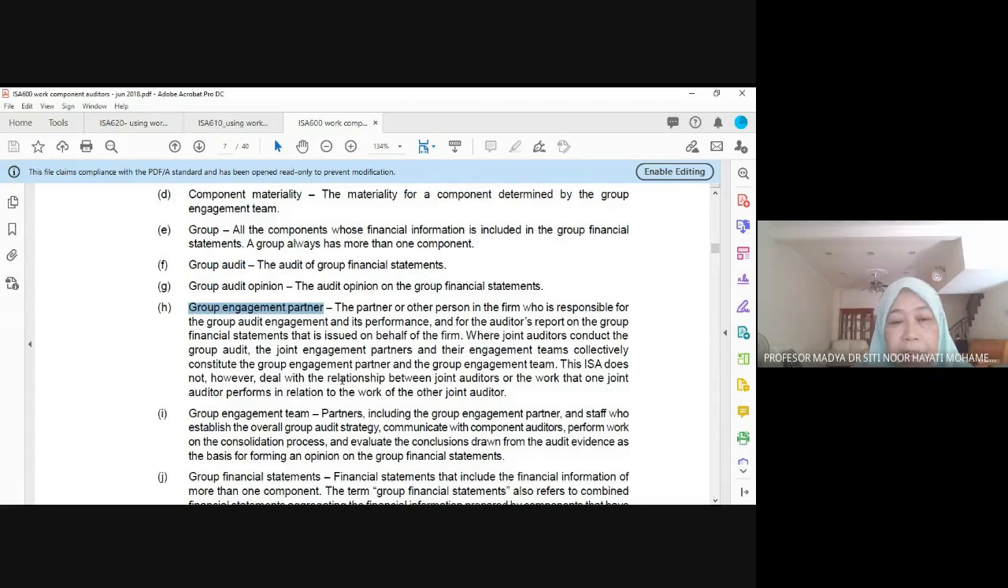To me, I repeat again, when I use the term auditor, I will refer to the group engagement partner, because the group engagement partner is going to use the work of other auditors. Who is the other auditor? The component auditor.